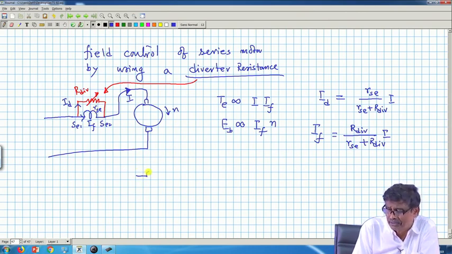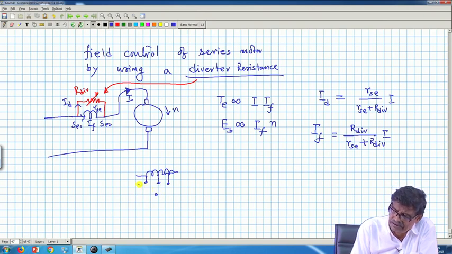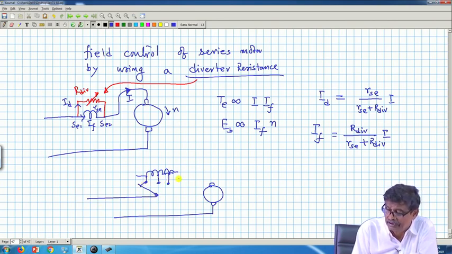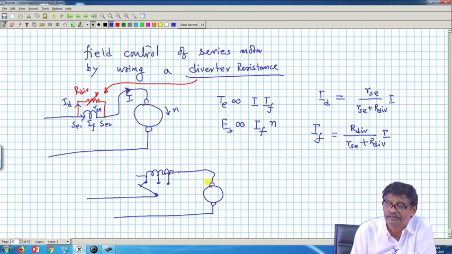That is, in that case what happens, series field has got several taps, 1, 2, 3 step, and you can... this is not a very popular method, because you have to make and break the circuit. Your supply comes here, field winding, then armature. You can vary the number of turns of the field circuit, tap field, just I am mentioning. I have mentioned it in my note also.